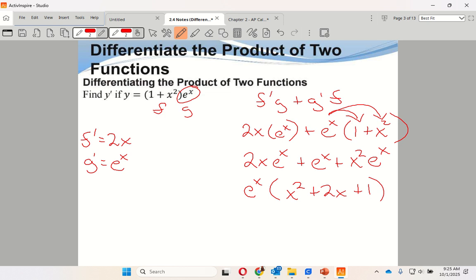Yeah, x plus 1. So this is actually one that's going to be like that. So it's e to the x and x plus 1 squared.